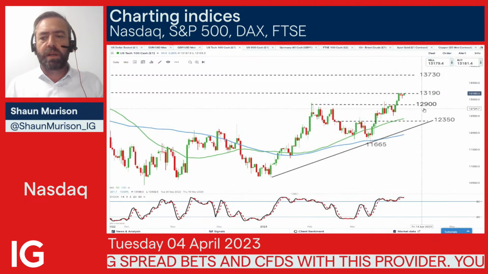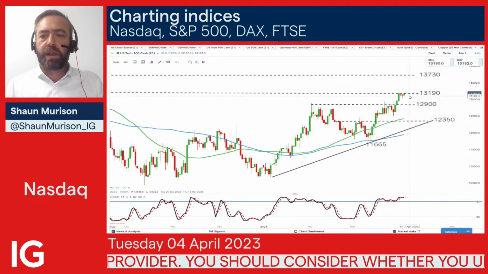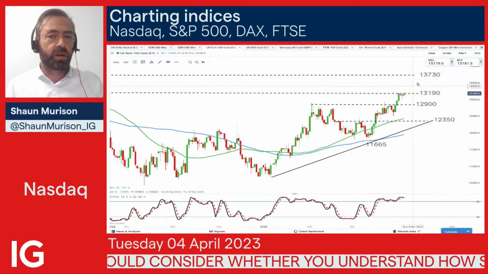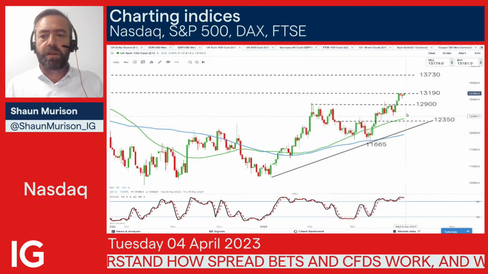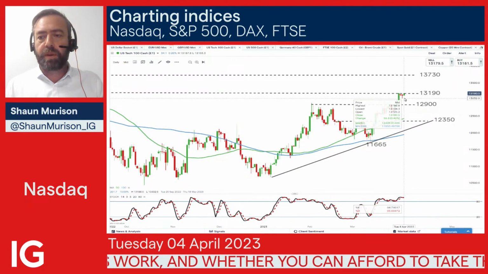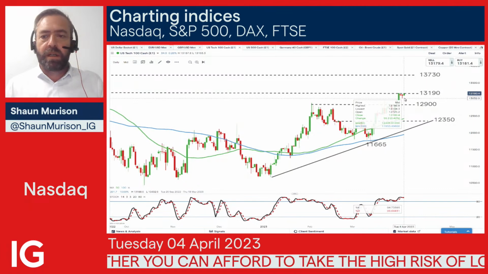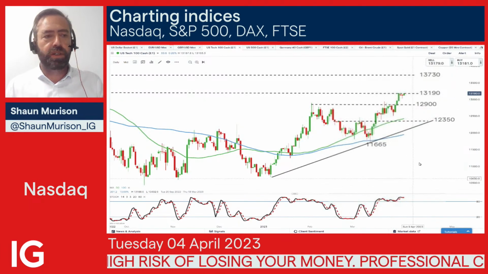We've had a break of our 12,900 level. We've moved towards the 13,190 target. And now we're looking for a close above that before we start targeting 13,730. So traders going long might consider having a stop loss below the 1 or 2 day low, at the moment 13,032. It does pay to keep a tight stop as we start to move into overbought territory.